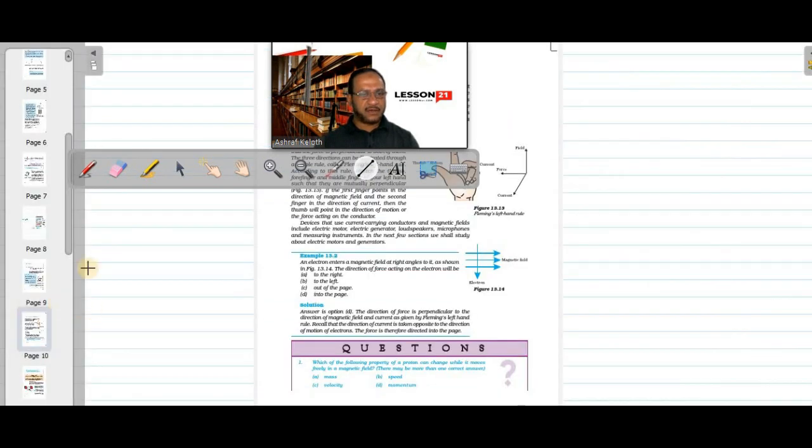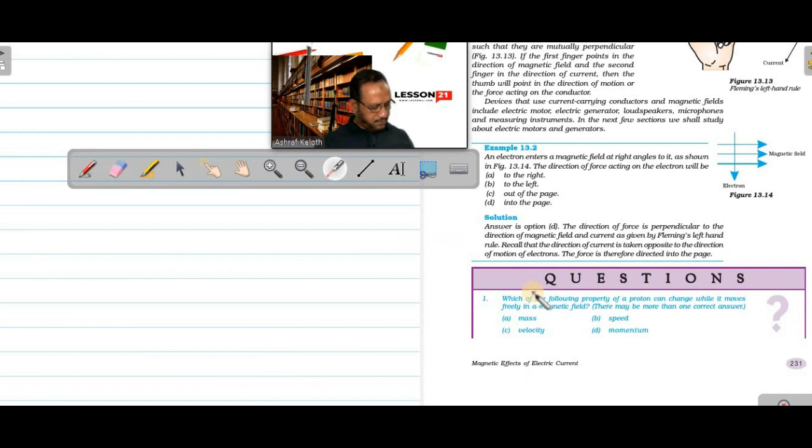The next question. Which of the following properties of a proton can change while it moves freely in a magnetic field? There may be more than one correct answer. What can be the answers? Velocity and momentum. These two can be changed. Mass cannot be changed, mass is constant. The magnitude of speed will not change, but velocity can change.